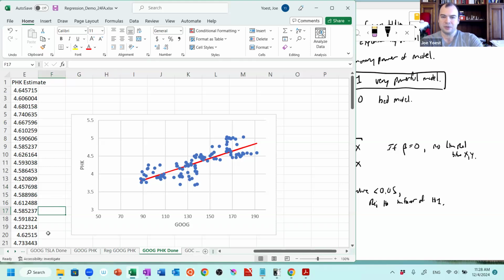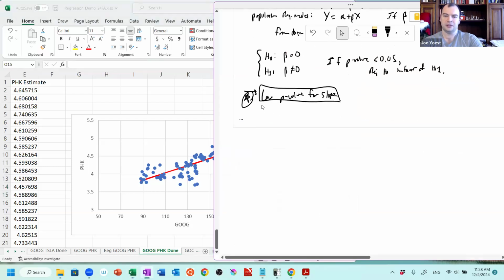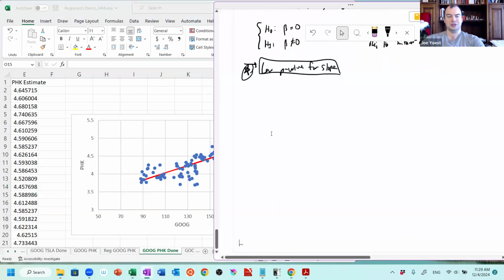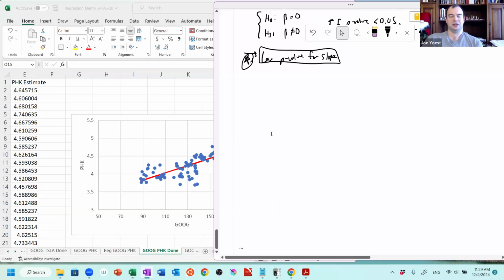Okay. Any questions so far? Okay, so let's take a little jump back over here and discuss, to some extent, what Excel is doing in the background to create this slope and intercept numbers. So what is Excel doing? Well, we have actual data, X and Y.